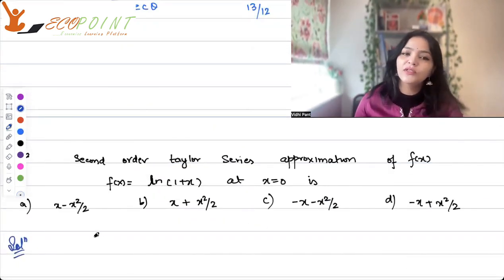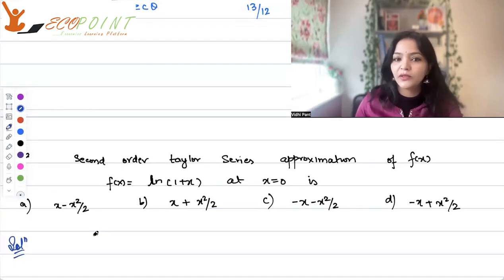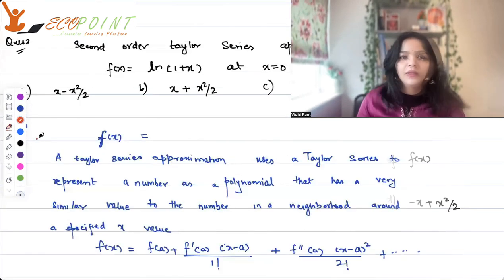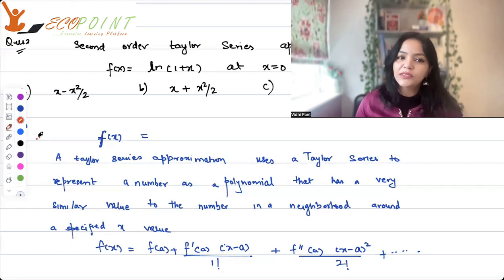Next question. Next question is from Taylor series. Second order Taylor series approximation of f(x) is equal to log 1 plus x, natural log it is, at x equal to 0. And these are your options. It's a simple question. All you need to know is what is Taylor series approximation. So what is the Taylor series approximation?